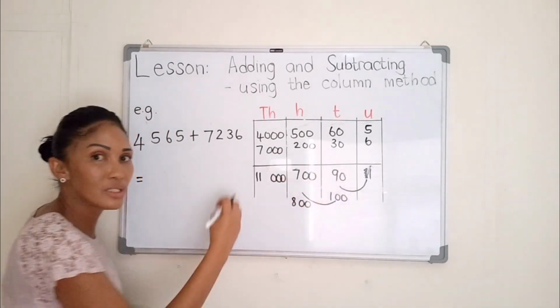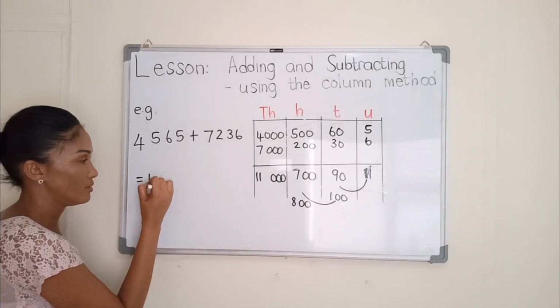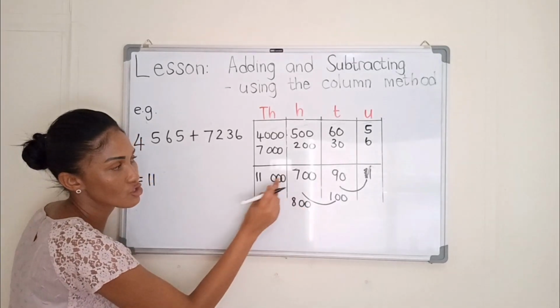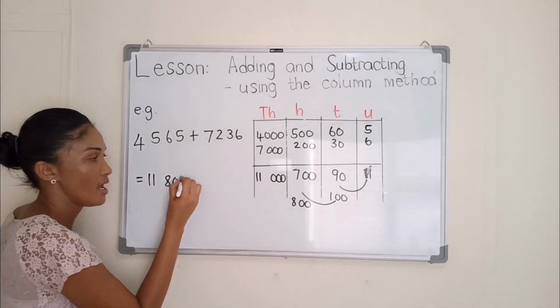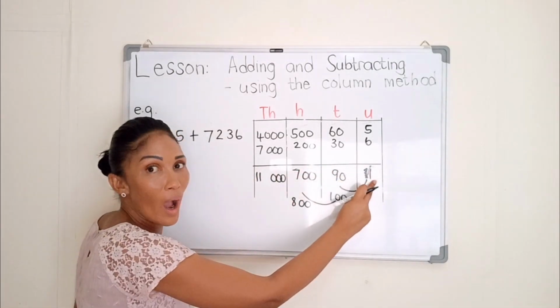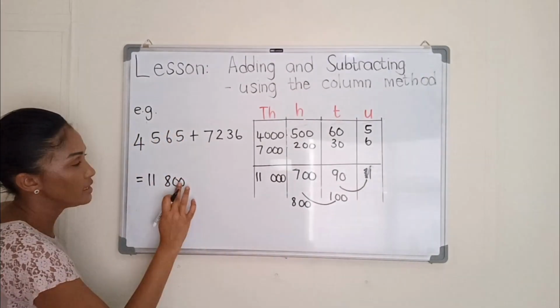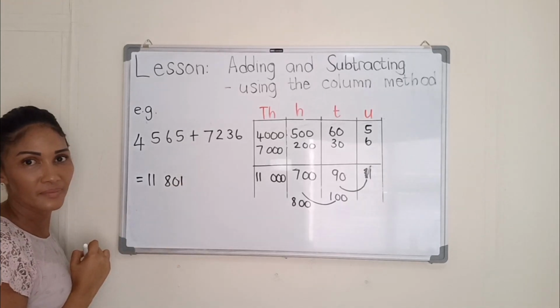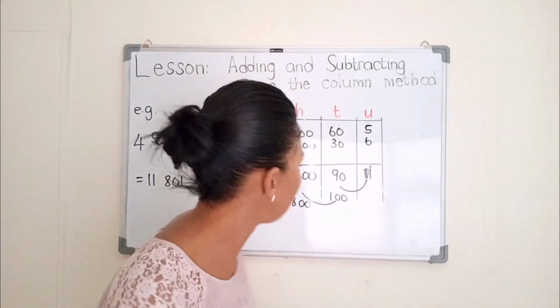Okay? So now it's easy for me to write down my answer. So I'm going to write down 11,000. And then because I've got 800 there, I can just place it with my zeros. So I will say 800. But I have a 1 in my unit column. So the 1 in my unit column needs to come by my units. Okay. So now I'm going to give you an example of a subtracting sum.